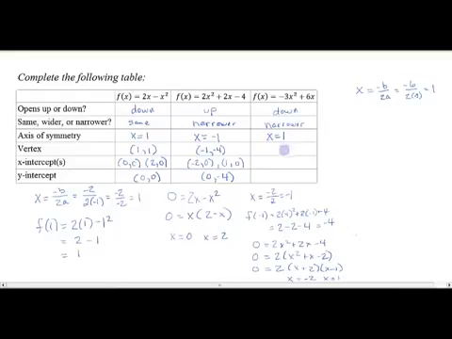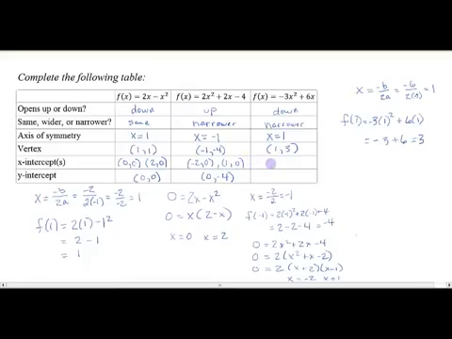And the vertex, I'm going to put the 1 back in, so f of 1 is negative 3 times 1 squared plus 6 times 1. So that's a negative 3 plus 6, which is 3. Gives me the vertex 1, 3.